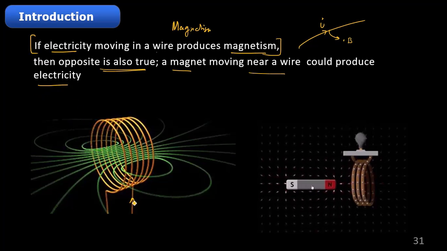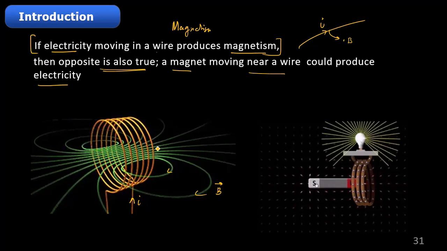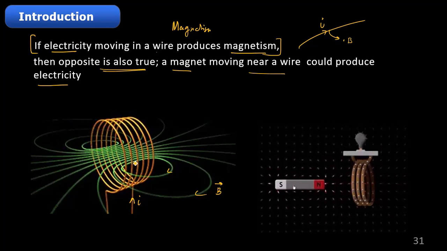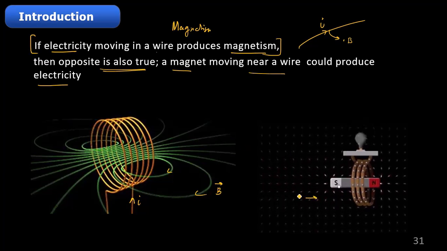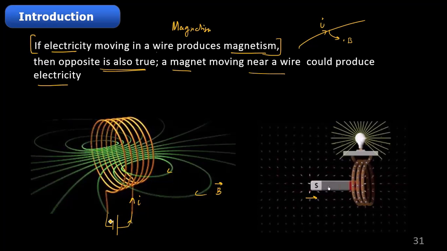If I allow the current to flow through this wire, you observe that a magnetic field is produced by the current carrying wire. That is established. So the reverse is also true. If I supply the current through the wire, I have to supply it with a battery. The battery is connected, and once you switch on the circuit, the current will flow.